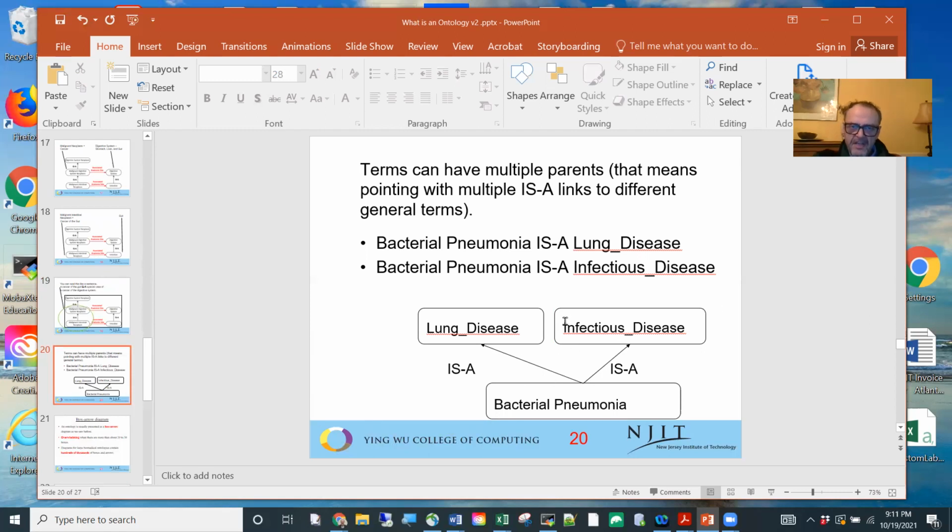So in this case here, we use family terms in ontologies. So we call bacterial pneumonia the child, and lung disease is one parent, and infectious disease is another parent. And in an ontology, the different terms can have two parents or sometimes many.